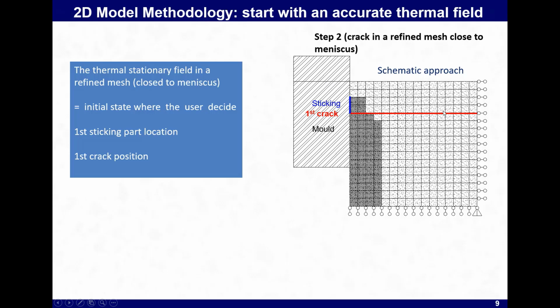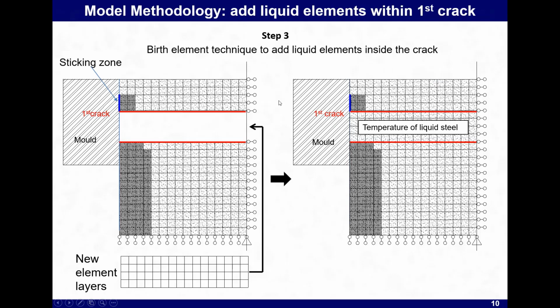Here we have a crack, and when we put in a crack, it's the user that defines the first crack, but after that it's automatic. So the first crack is defined there, and when there is a crack, during the oscillation we introduce new element layers. And these new element layers are in liquid steel, and they have the temperature above liquidus here.